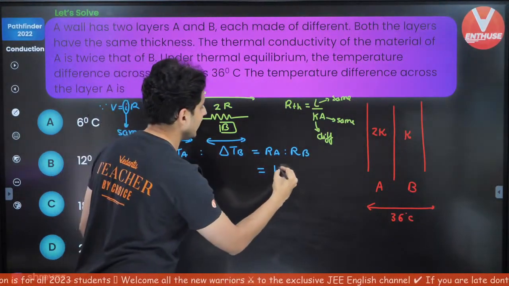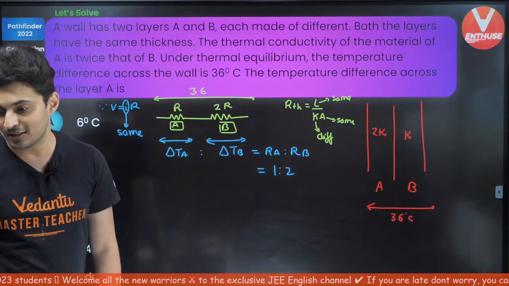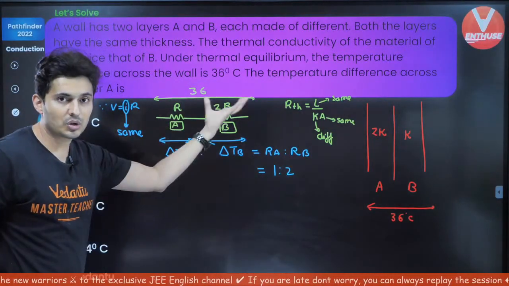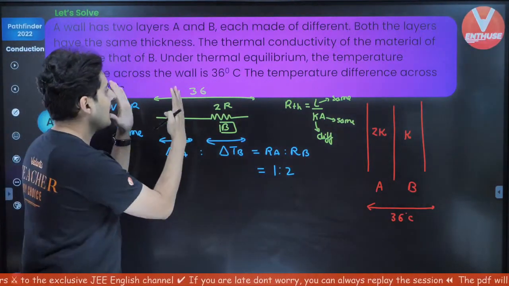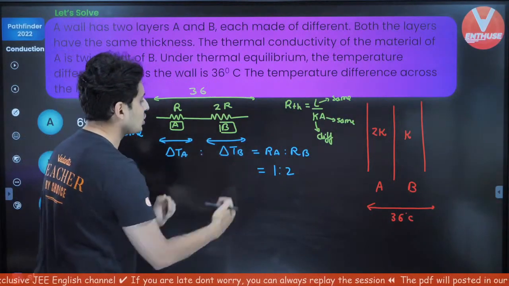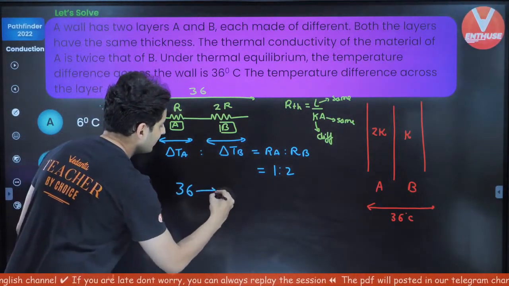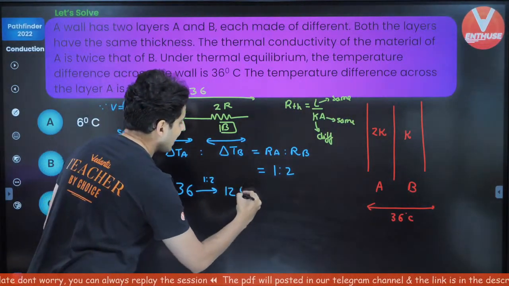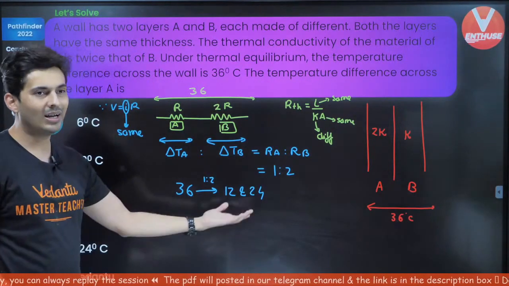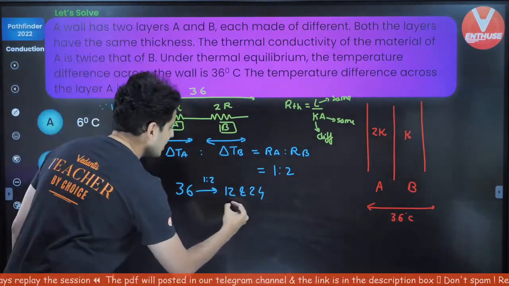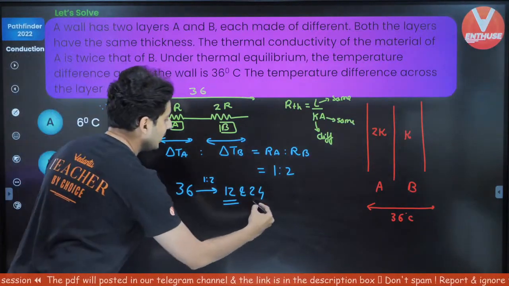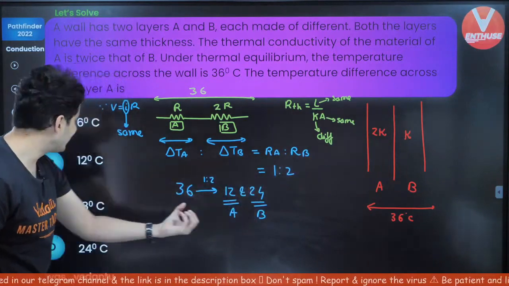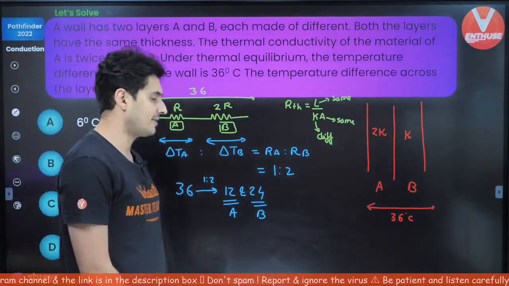The ratio of resistance is 1:2. Now it's given, like you just found out, R is to 2R, 1:2. Now think, how do you divide 36 in the ratio of 1:2? How are you going to divide it? Obviously 12 and 24. 12 and 24 makes sense. Current is constant. So 12 is across A, 24 is across B. That's it. That's your answer. So the temperature difference across layer A will be 12 degrees Celsius.